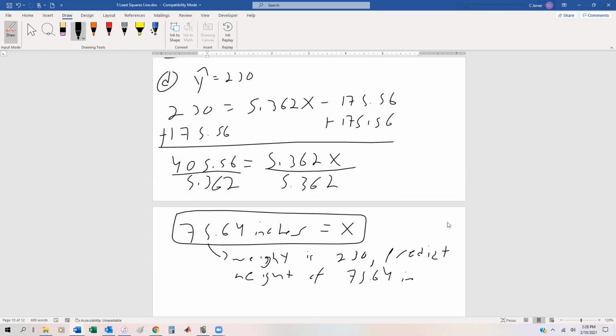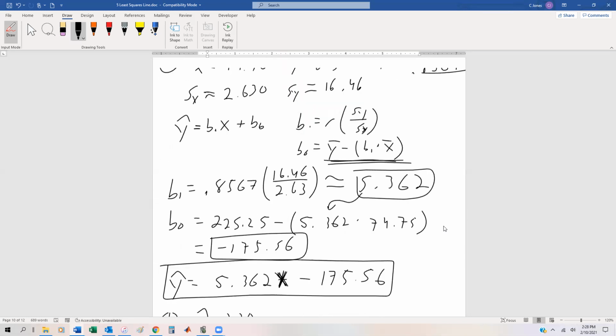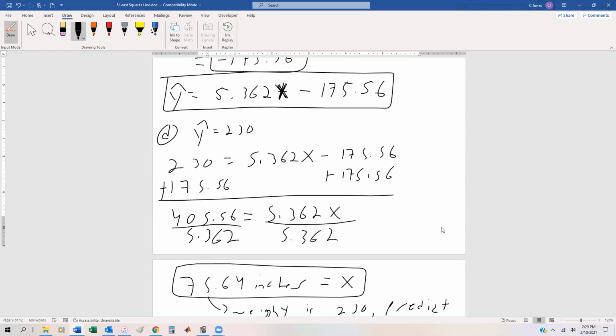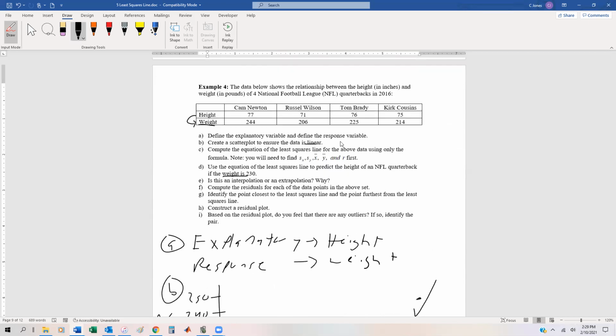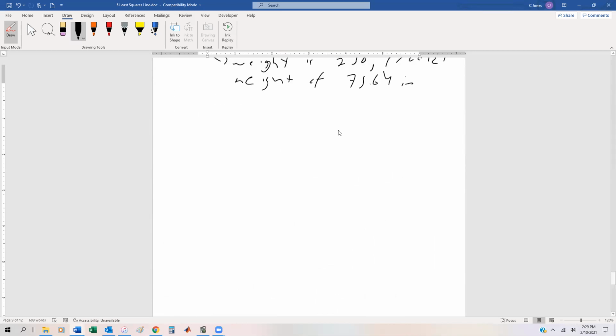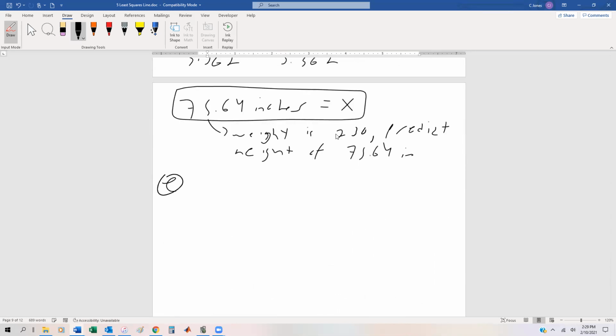All right, so now what does that mean to us? So is it an interpolation or is it an extrapolation? So let's go back up, and we have the number 230. And if we were to write the data in order, in fact, let's just go ahead and do that. Let's write these ordered pairs in order down here. So this could be for part E. So we have 71 and 206. And then we have 75 and 214, 76 and 225. And then finally 77 and 244.